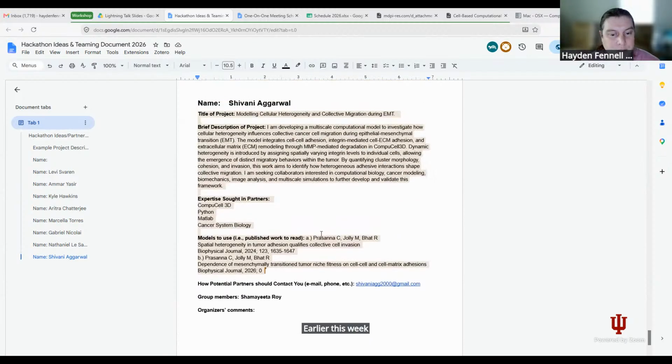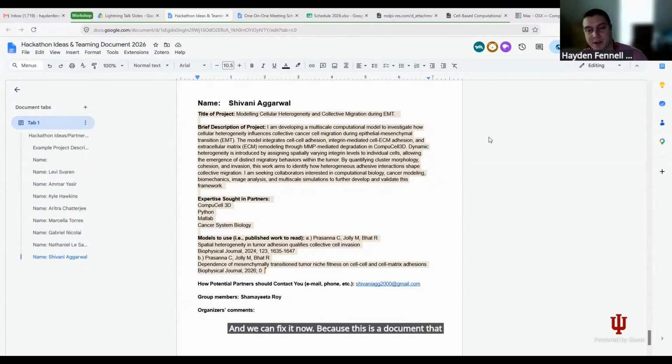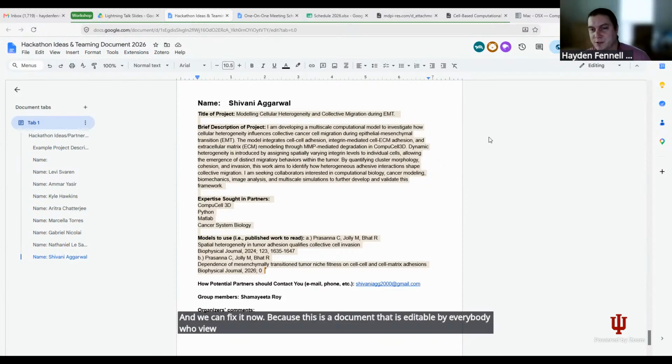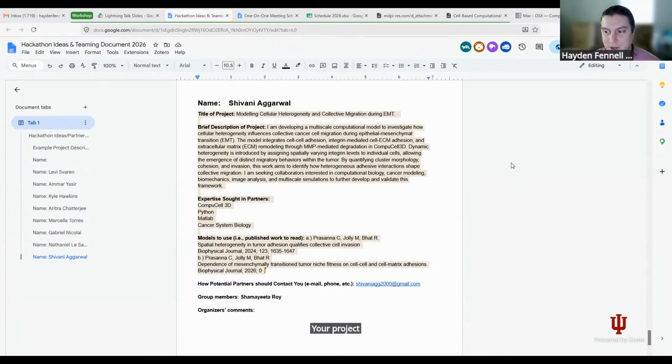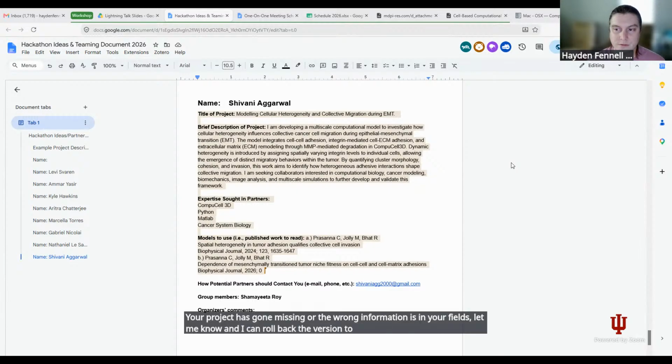If your name is missing from this list, or if you have the wrong project title or something like that, let me know and we can fix it now. Because this is a document that is editable by everybody who views it, sometimes we have issues where things get overwritten by accident. So if you notice that your project has gone missing or the wrong information is in your fields, let me know and I can roll back the version to where your information was correct.